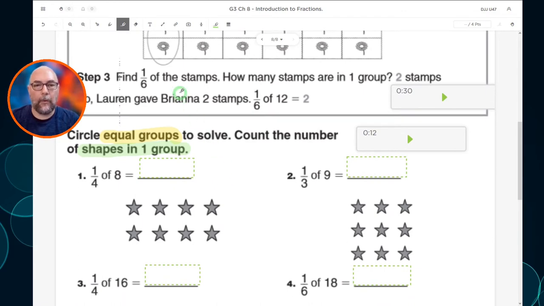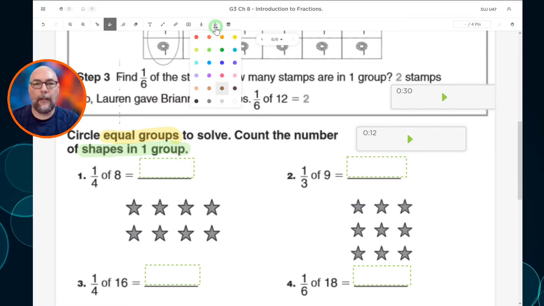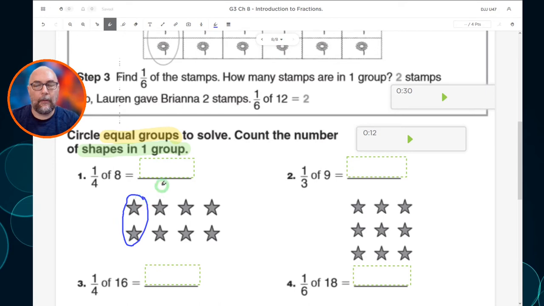Okay, let's have a look over here. Circle equal groups. Let me get the pencil out. Let me choose a color I like. I'm going to go for blue. Circle equal groups. All right, so we'll start here. Oh, wait a minute. I don't even know what I'm doing yet. Let's go back. Let's erase this. Let's take a good look at the instructions. It says 1/4 of 8. Whoopsie. Erase that. And we'll come back and do the pencil.